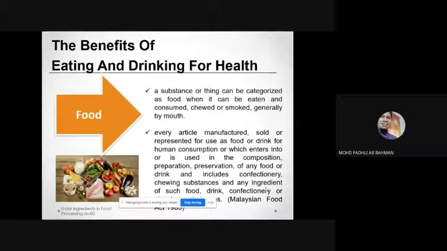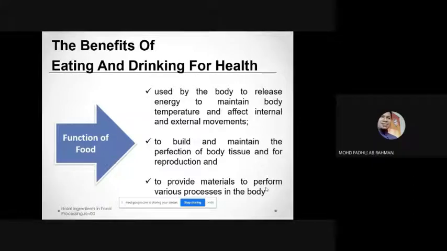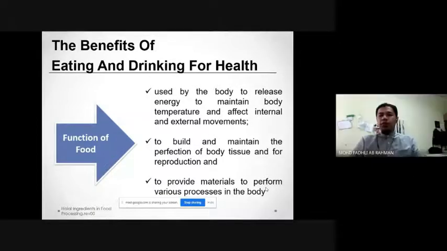So food contains nutrients, and when consumed, it is used by the body to release energy to maintain body temperature. Functions of food. Basically we have three main functions of food. The first one is used by the body to release energy to maintain body temperature and affect internal and external movements.